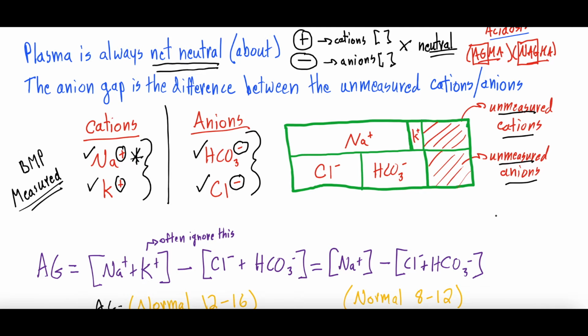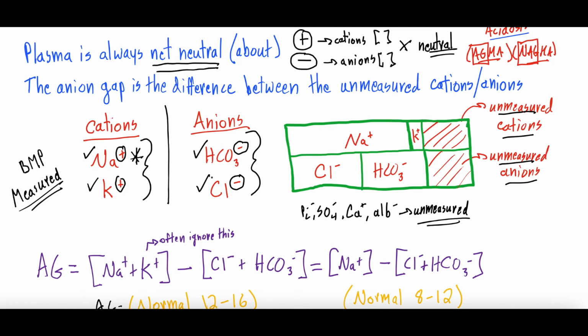Because we know that plasma is always net neutral, and we know that there's a lot of unmeasured cations and unmeasured anions. Things like phosphate, things like sulfate, things like calcium. Phosphate's negative, calcium's positive. Even negatively and positively charged proteins like albumin, that's negatively charged. All these are unmeasured. You can measure them in fancy science experiments, but we don't measure them traditionally, daily in the hospital, with some exceptions: calcium, phosphate, and albumin we sometimes do.